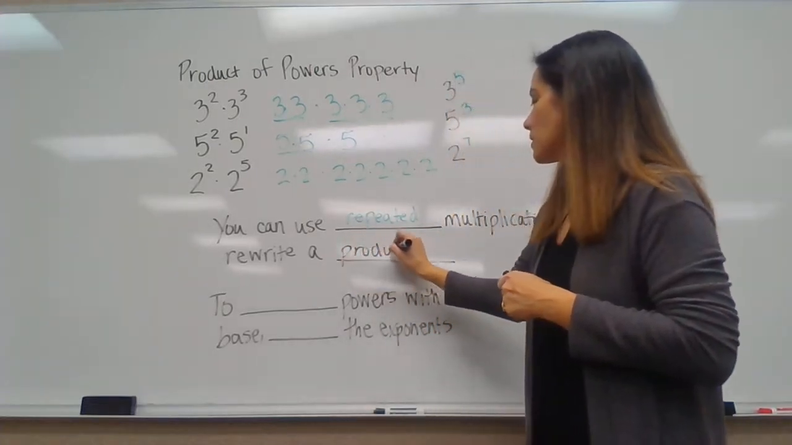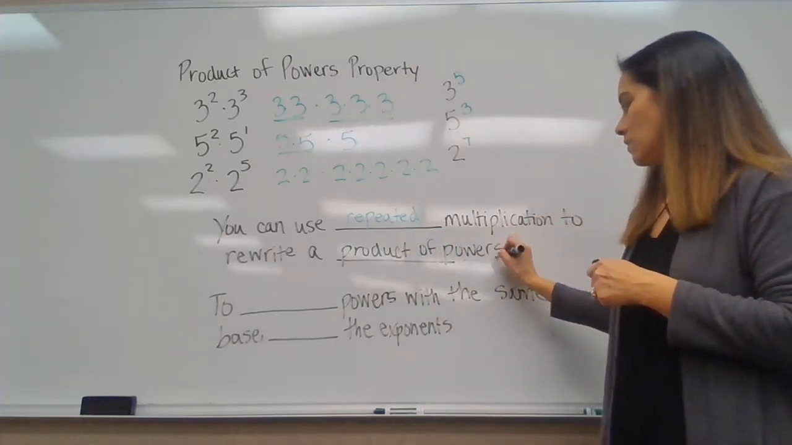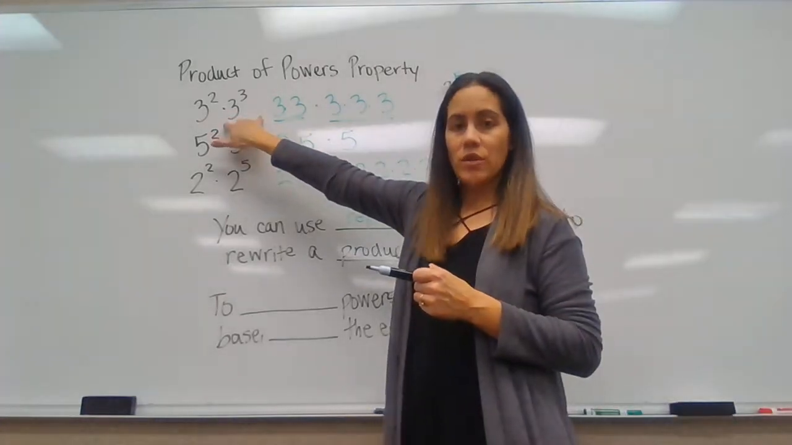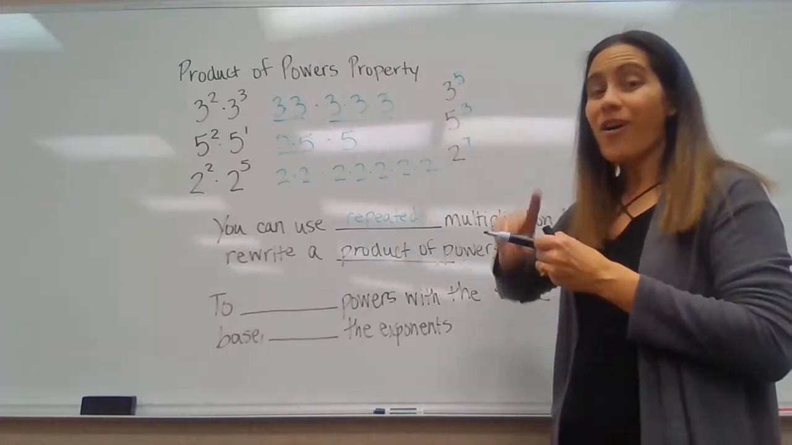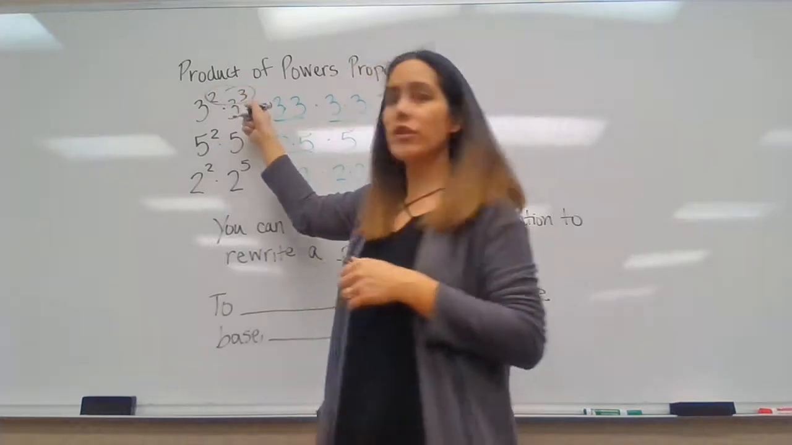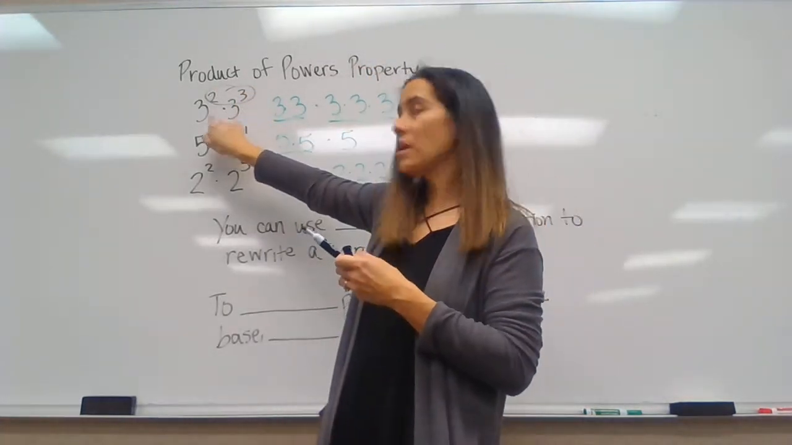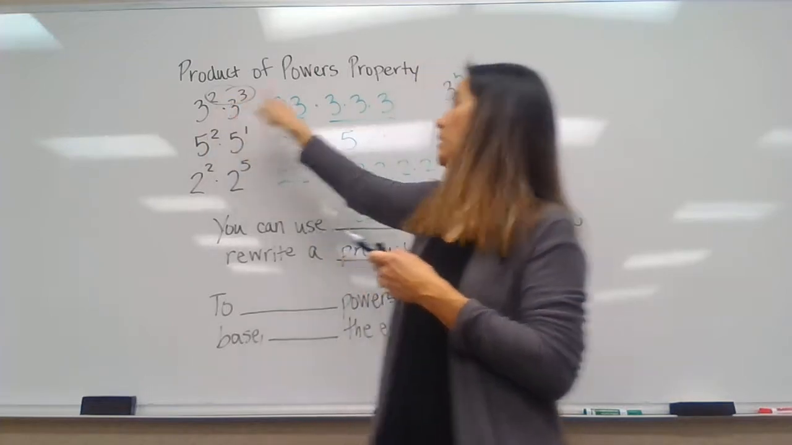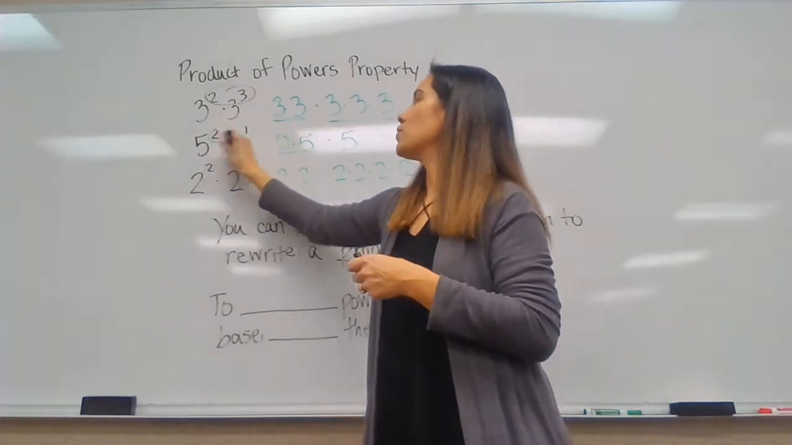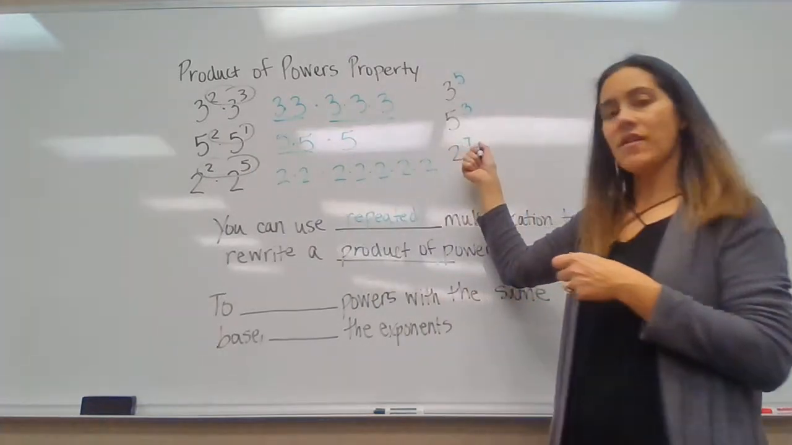A product of powers. Okay, so some of you may have already found that relationship, that 3 squared times 3 to the third is just 3 to the fifth. Guess what? All you're doing for the product of powers, you're just going to add the 2 exponents if the base is the same. So the base has to be the same. If it's a product, you're going to add 2 plus 3, which gives us 5. If the base is the same and it's a product, 2 plus 1 is 3. 2 plus 5 is 7.